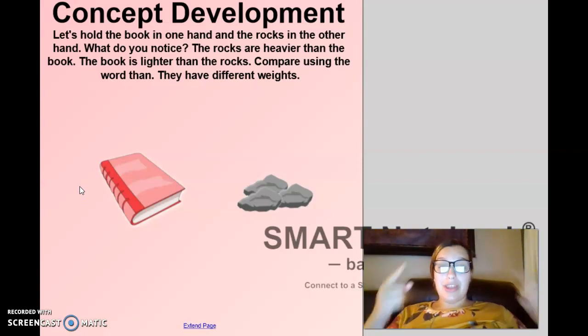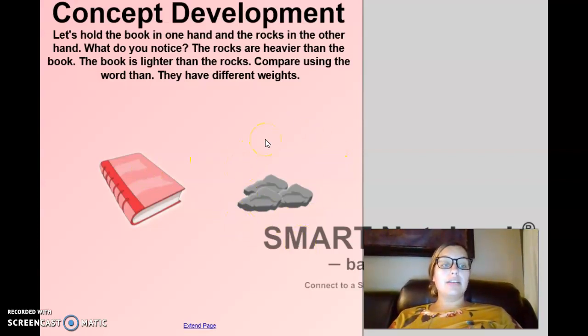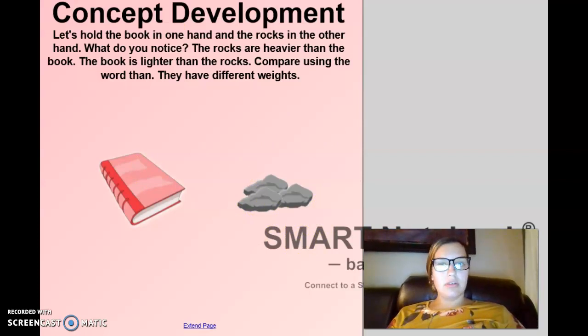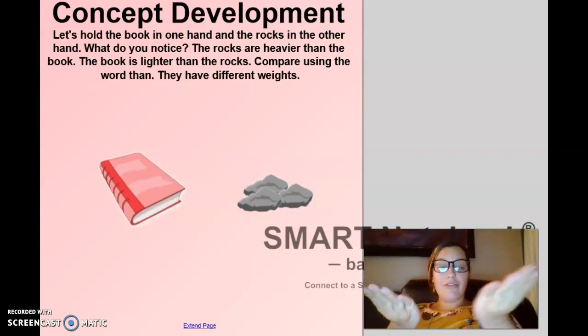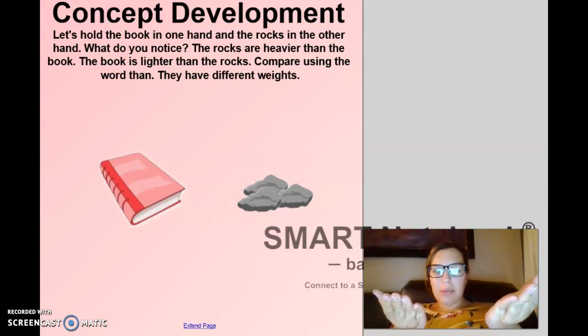Now, I want you to think about this one. There's a book that you could carry around all day, or 3 rocks. Which would you choose? Okay, so if we had a book in one hand and a bag of rocks in our other hand, what do you think would be lighter?